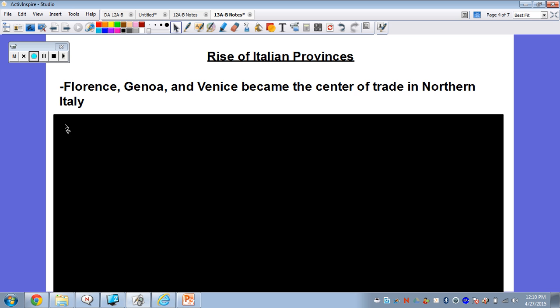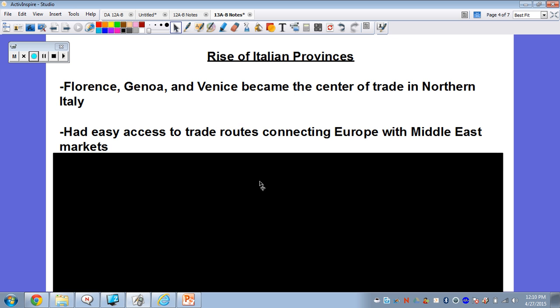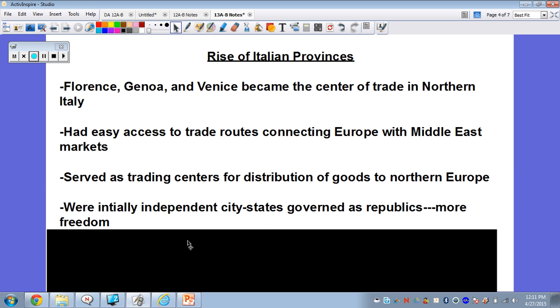This is going to lead to the rise of Italian provinces. Specifically, Florence, Genoa, and Venice are going to become the center of trade in northern Italy. They have easy access to trade routes connecting Europe with Middle East markets. It's very easy to sail across the Mediterranean, land in northern Italy, and then ship your goods up over the Alps and into the rest of Europe, which will put those northern Italian cities as our centers for trade.